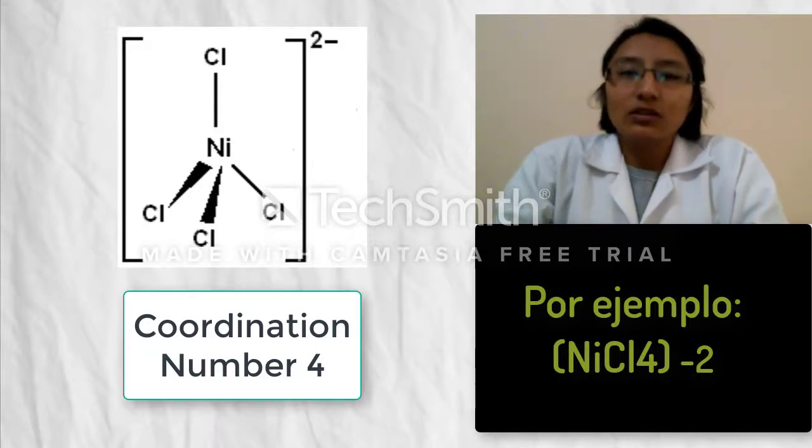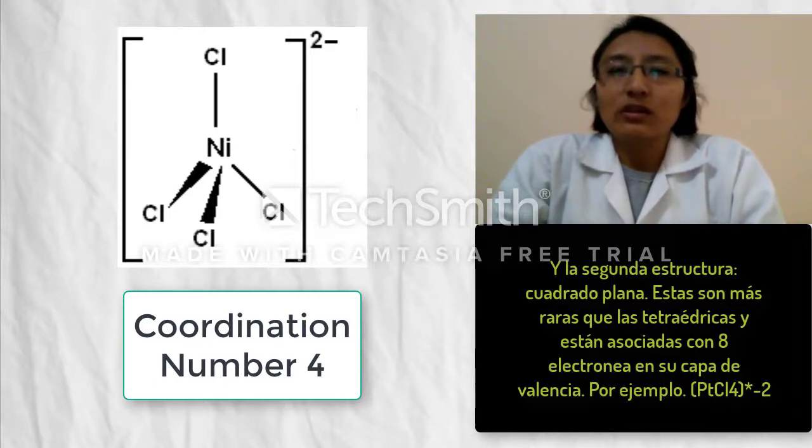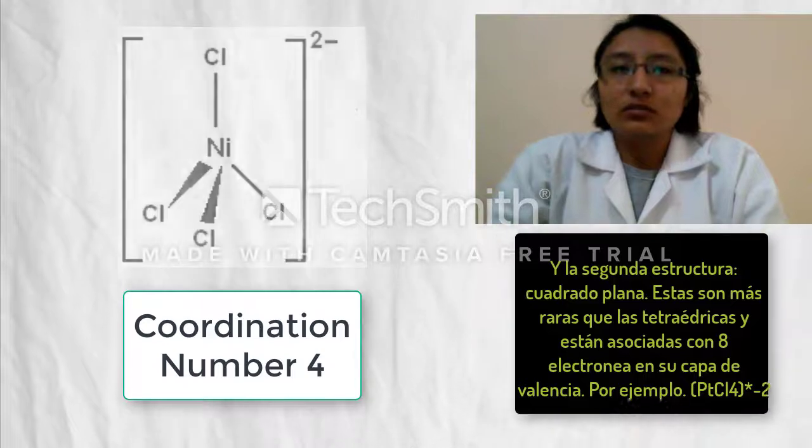And the second structure, square planar, is rarer than tetrahedral and is associated with 8 electrons in the valence shell. For example, tetrachloroplatinate 2-.